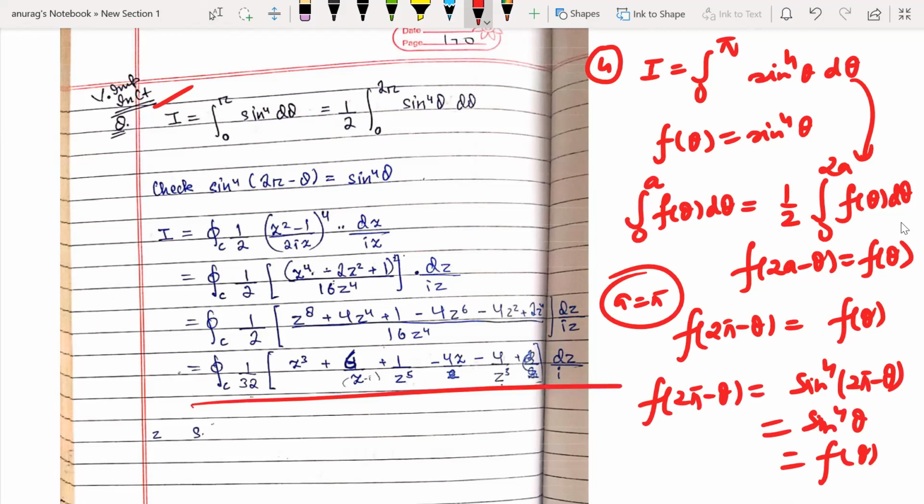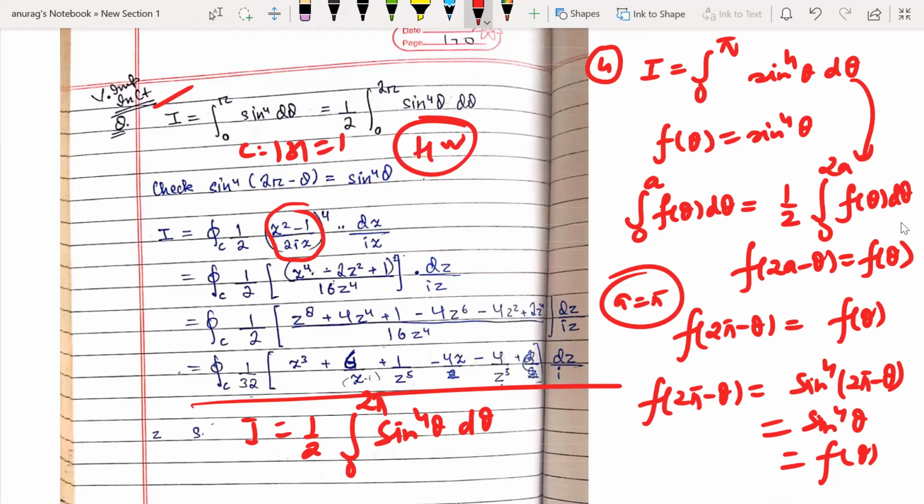Therefore, this problem can be written as 1 upon 2 integral 0 to 2 pi sine to the power 4 theta d theta. Now you can convert into the complex integration. Mod z equal to 1, sine theta is ((z square minus 1) upon 2iz) to the power 4, dz, with d theta equal to dz upon iz. If you simplify it, you will get a pole of order 5. You can see that, and you can simplify it. I'm giving it to you as homework. This is a very good question again.